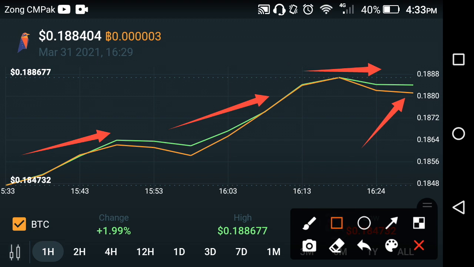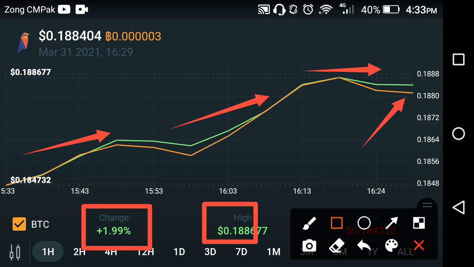Now let's see what changes occurred in Ravencoin in the last 1 hour. There is about a positive 1.99% change in Ravencoin in the last 1 hour, and the high price of Ravencoin is about $0.188677 in the previous last 1 hour. That is the live price prediction of the last 1 hour.